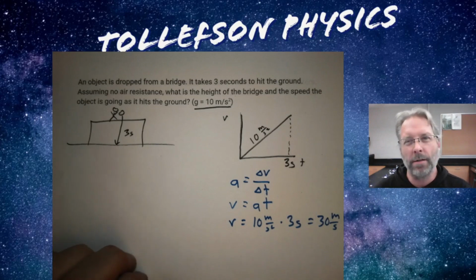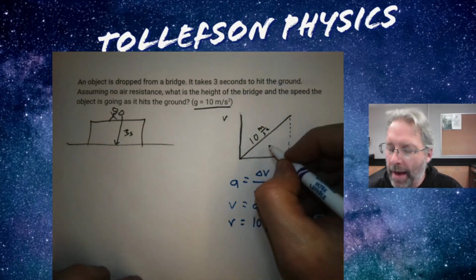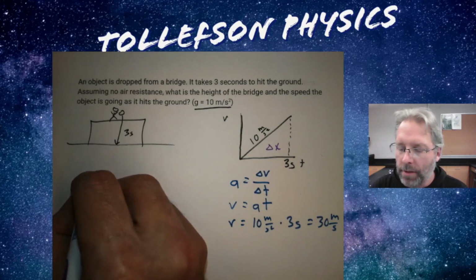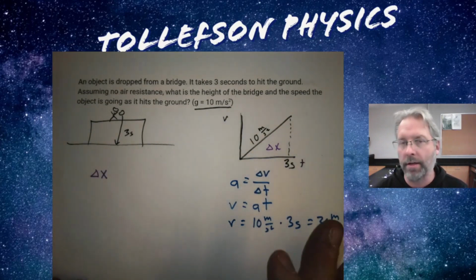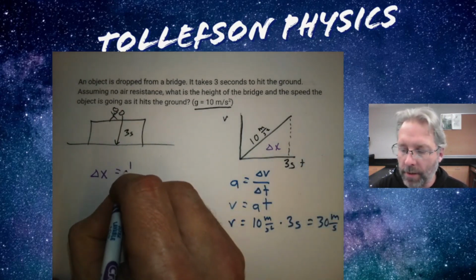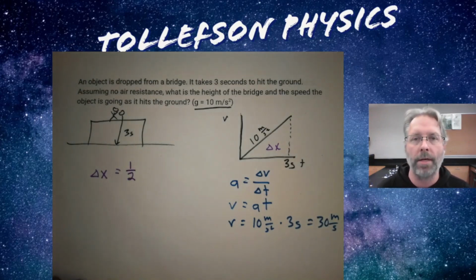The other question was, how high is the bridge? To figure out how high something is, we're going to look at the area under the curve here. So I'm going to move over here. We want to know how big that area is. The area on a velocity time graph is called displacement, and the shape of this is a triangle. So I'm going to use the idea of 1/2 base times height.